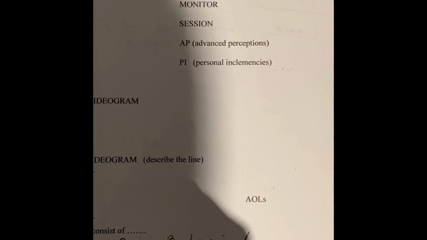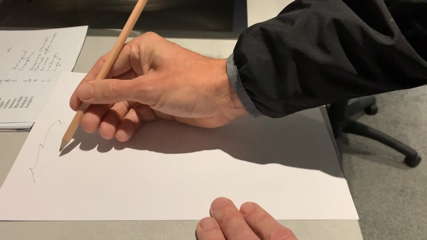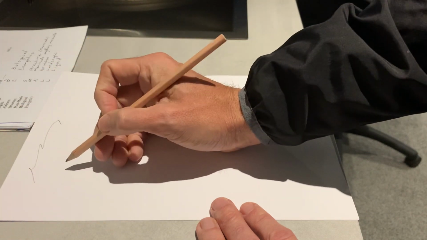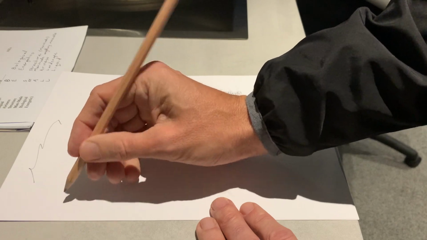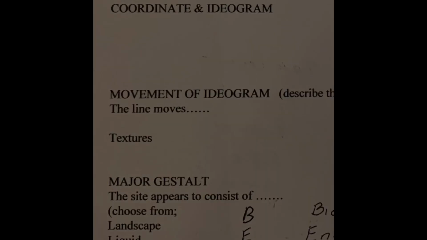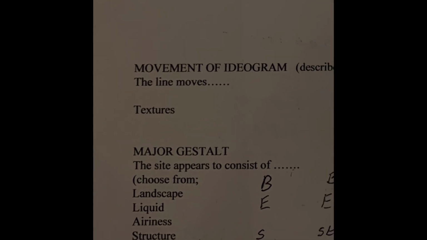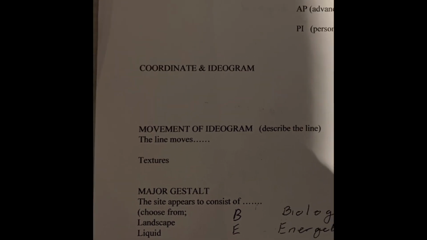And that information is basically things like the landscape. Is it liquid, or is there any airiness, or is there a structure? Is it man-made, or are there any biological entities? Also things like energetics, so that's like airiness, wind, anything that's sort of movable, that's got energy around it. So that's what we call a major Gestalt.